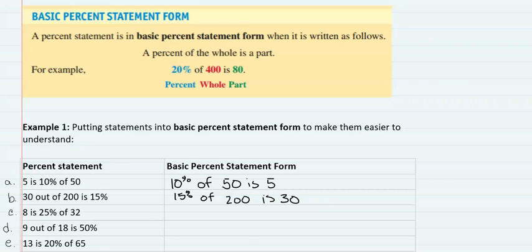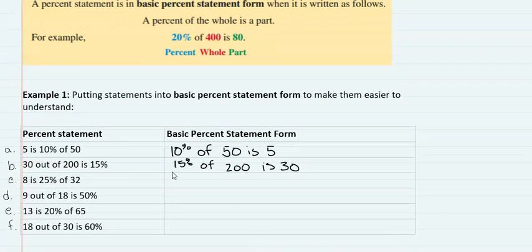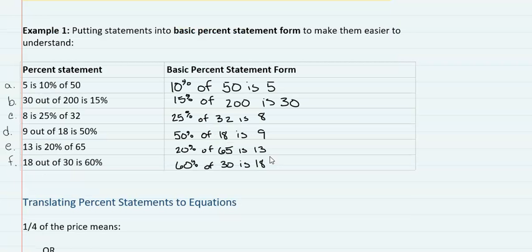Okay, so the rest of these I'm going to have you try without me. Pause the video and try these next 4 and see if you can get them, and then I'll write them down and you can come back and check. So here are your answers. 25% of 32 is 8. 50% of 18 is 9, 20% of 65 is 13, and 60% of 30 is 18. Make sure they make sense to you after you write them down.